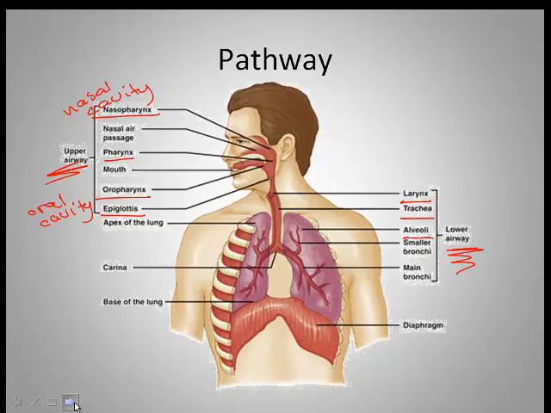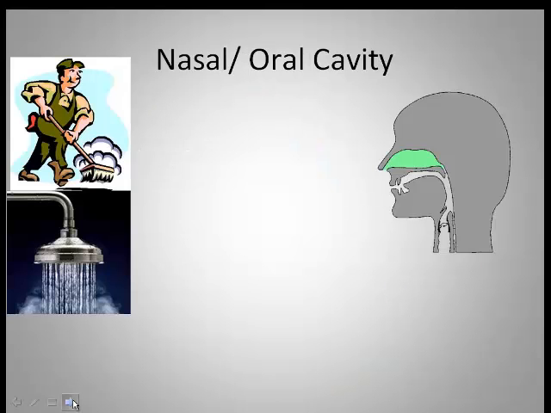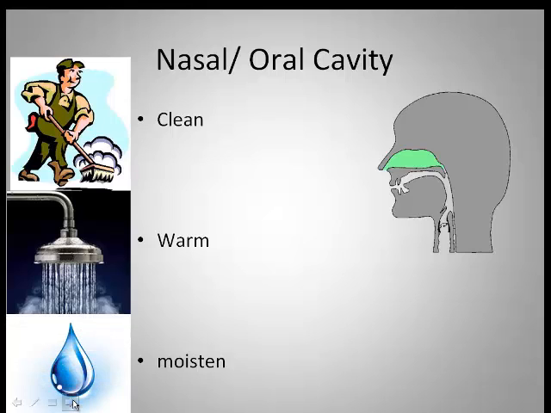So let's talk about these structures a little bit. We have our nasal and our oral cavity. This is where air is coming in, and when air comes in, three things need to occur. The air needs to be cleaned. This is by our cilia and our mucus and the hairs in our nose.